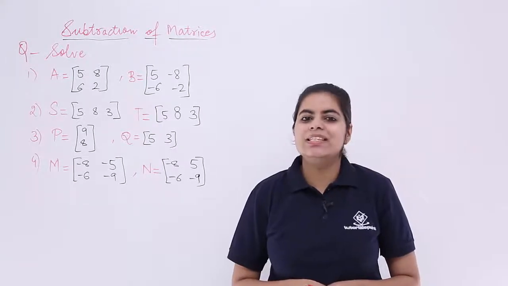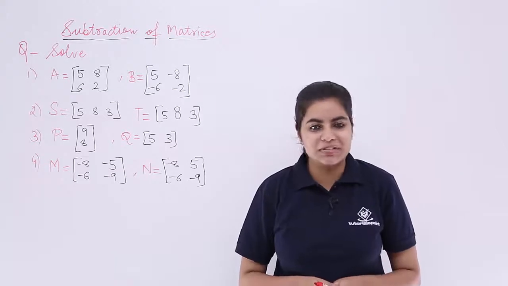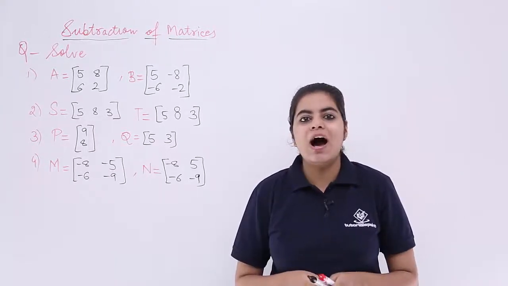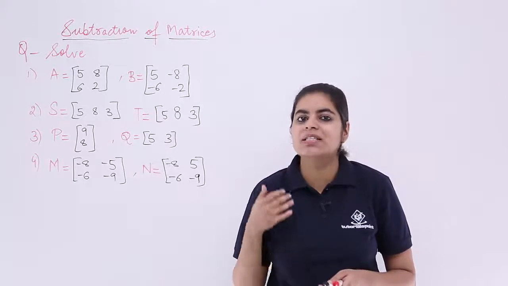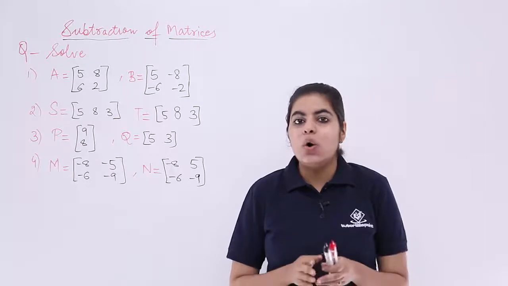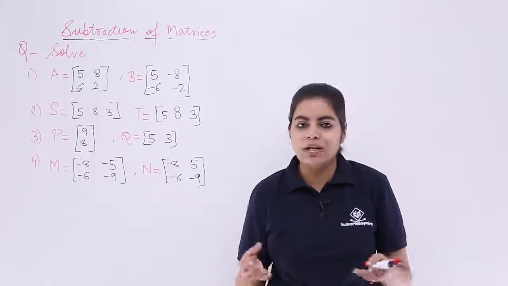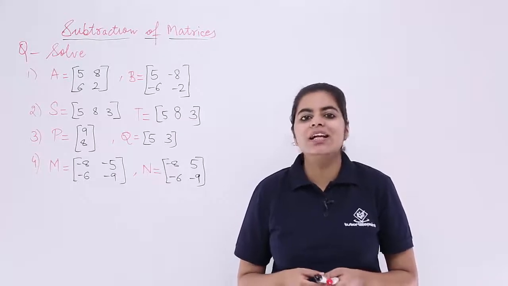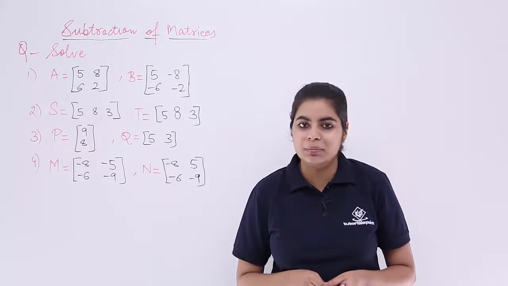In this video, let's see a numerical problem based on the concept of subtraction of matrix. We already know how to subtract the matrices and we also know when matrix subtraction is possible. Matrix subtraction is possible only and only when the order of the matrices involved is same and the resultant matrix upon subtraction will also have the same order.